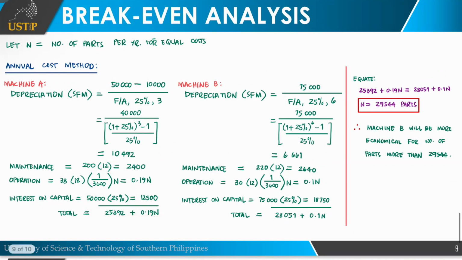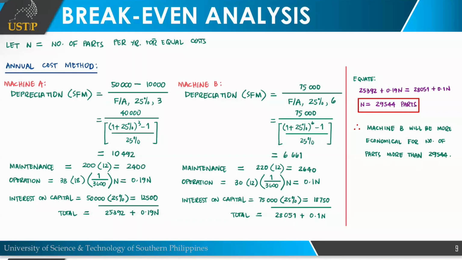And then, for machine B, it's the same process as machine A. It's just that our original cost for machine B as given in the problem is 75,000 with zero salvage value. So, minus zero. So, 75,000 is the numerator. Your denominator is F given A for 25%, for n period of time. So, it has 6 years, right? So, we have an annual depreciation of 6,661, right?